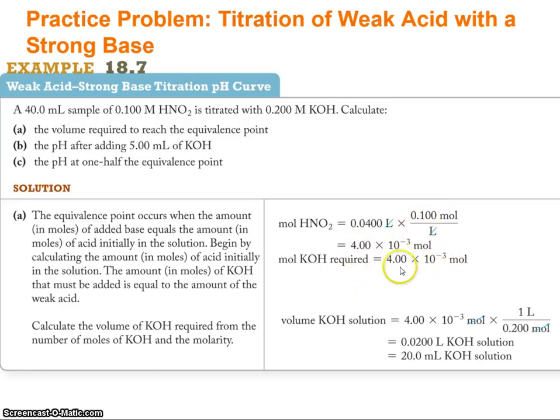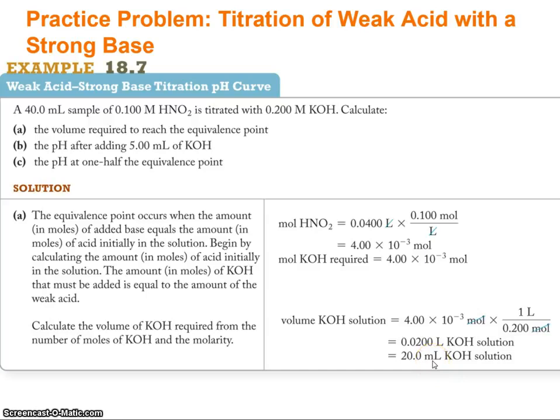So I'm going to need 4 times 10 to the minus 3 moles of potassium hydroxide. I need to figure out that volume of KOH solution, so I've got the moles times the concentration to give me the volume. So 4 times 10 to the minus 3 moles times 1 liter for every 0.2 moles of hydroxide. So I need 0.02 liters of potassium hydroxide, or 20 milliliters of potassium hydroxide solution.